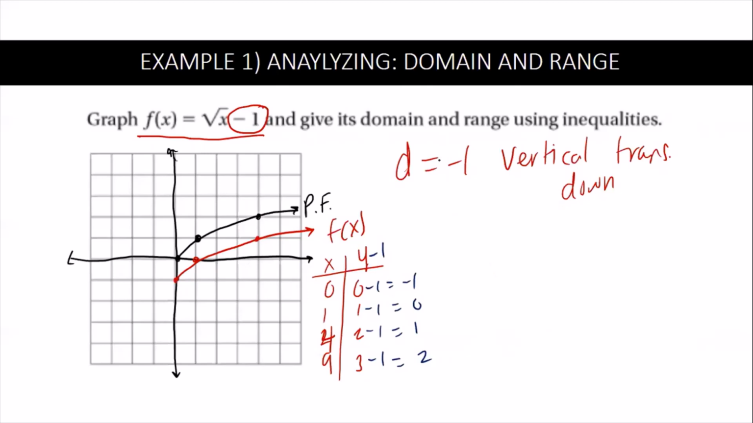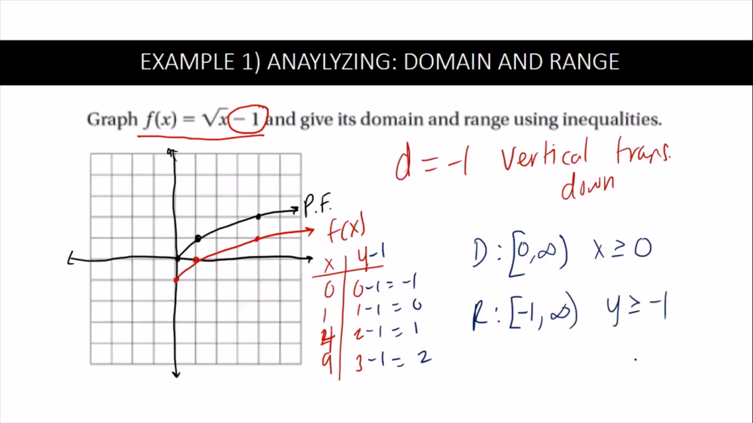All right, so now we're going to state the domain and range. So the domain here, where does it start? Our domain starts at 0 and continues to infinity, right? So our domain is x is greater than or equal to 0. Our range, where does our range start at now? Did someone say -1? Our range starts at -1, but continues to infinity. So our range is y is greater than or equal to -1.